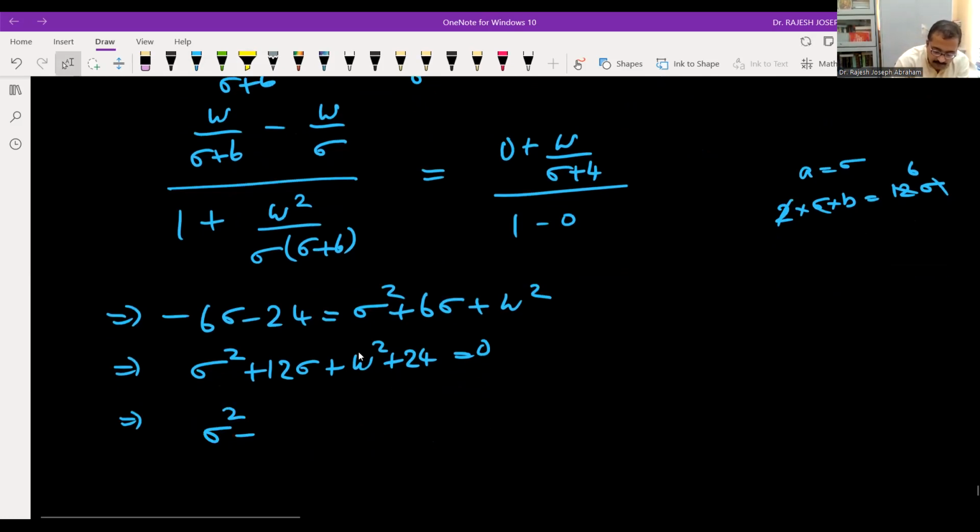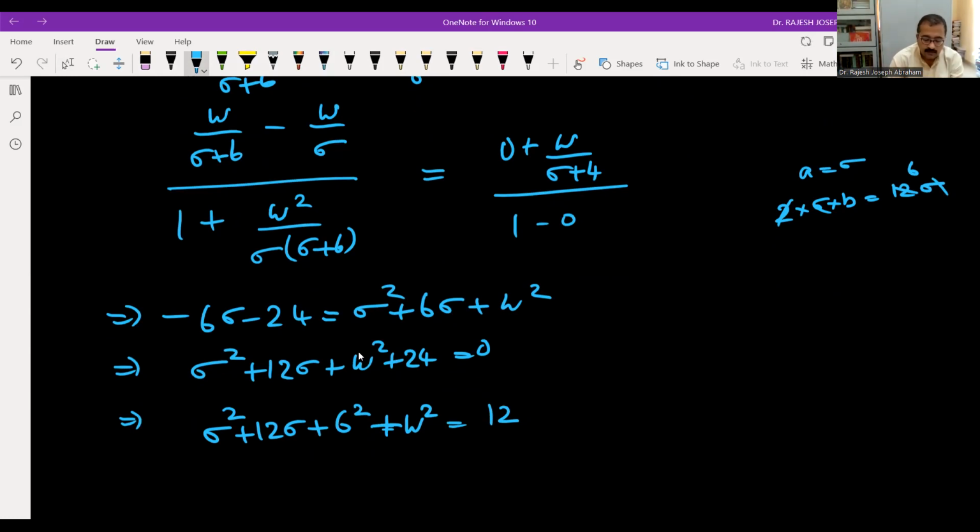So sigma square plus 12 sigma plus 36 or 6 square. Okay. So remaining terms I will take to the other side. So I will get this as what? Sorry, plus omega square. Okay. So you have to add and subtract 36. So you will get 12 here. Okay, because 36 plus 36 minus 36. So 24 minus 36, it will be minus 12. Minus 12, if you take it to right hand side, it becomes 12.